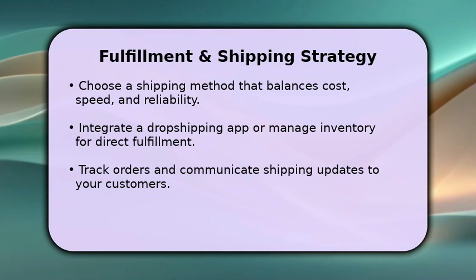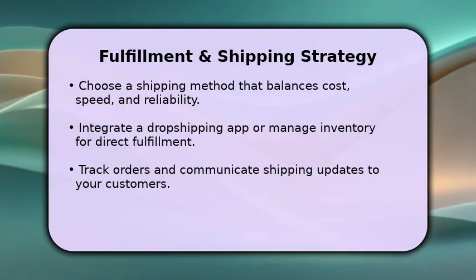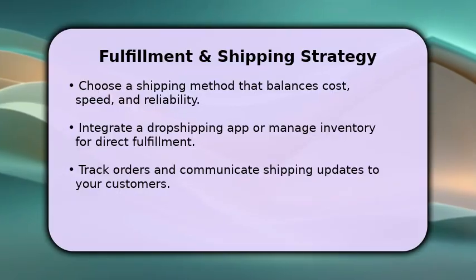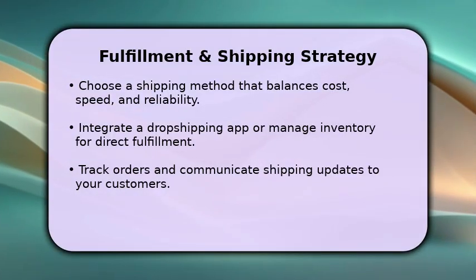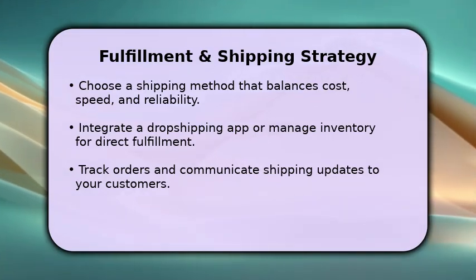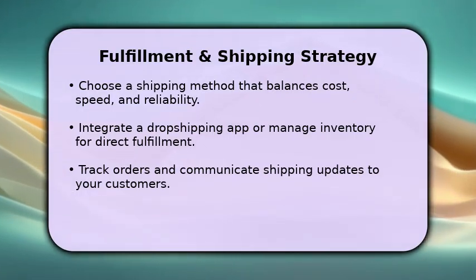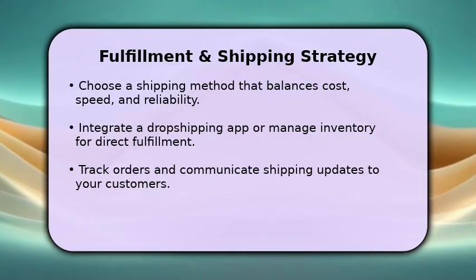Finally, determine your fulfillment and shipping strategy. You can opt for dropshipping, where the supplier ships directly to your customer, or manage your own inventory. Select a shipping method that balances cost-effectiveness with delivery speed, such as air freight for faster delivery or sea freight for larger, less urgent orders. Ensure you have a system to track orders and provide timely updates to your customers, maintaining transparency throughout the entire process.